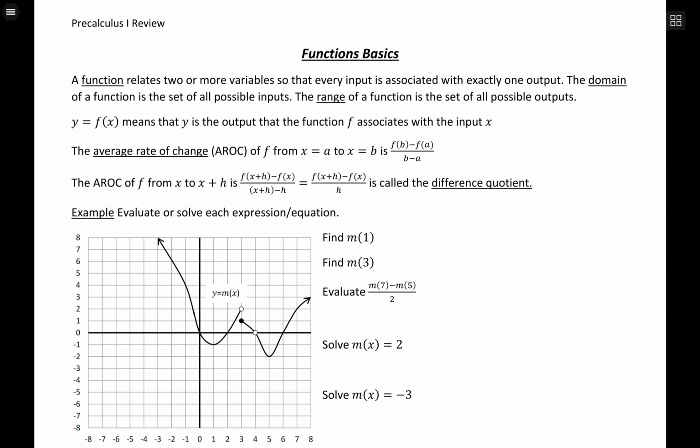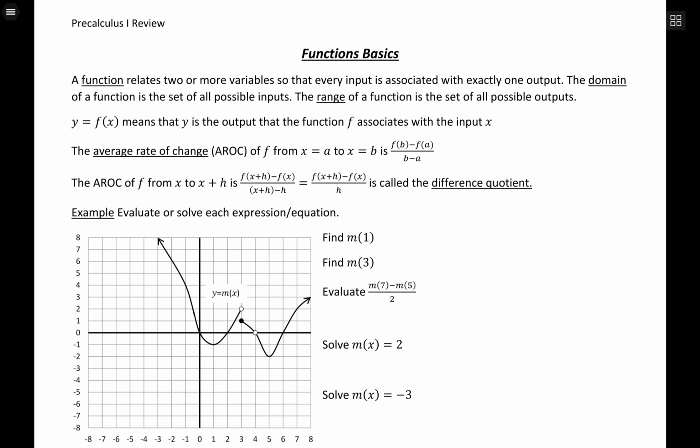Average rate of change is something that we calculate quite a bit, especially going into calculus. This will become a big part of your work, where you look at the difference between two output values over the difference in the inputs.